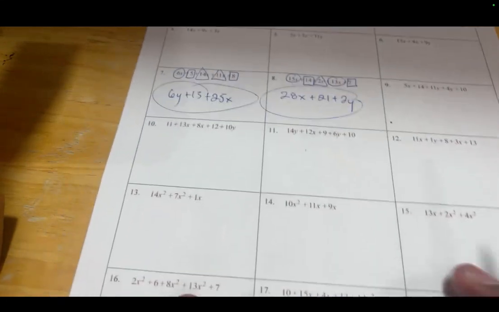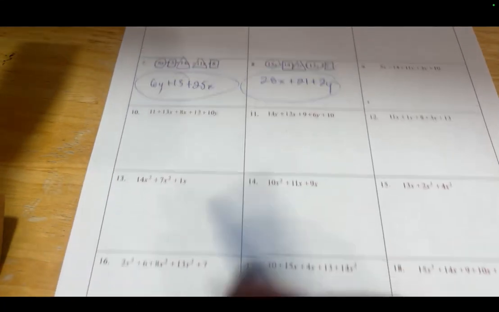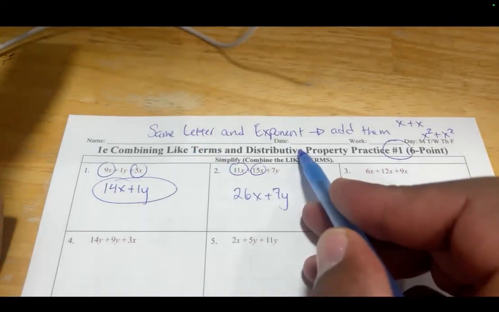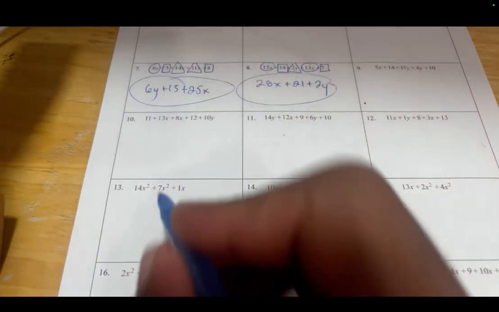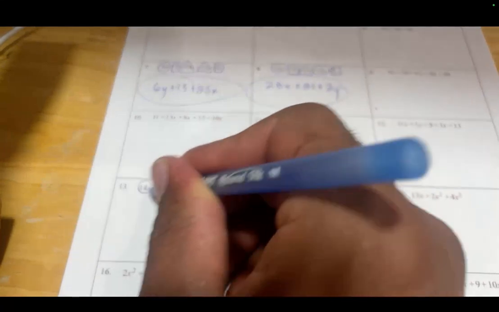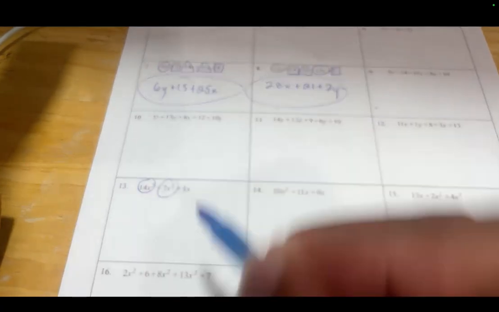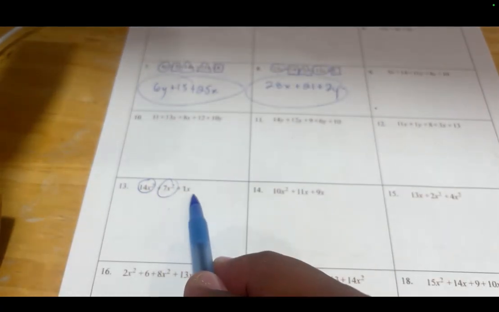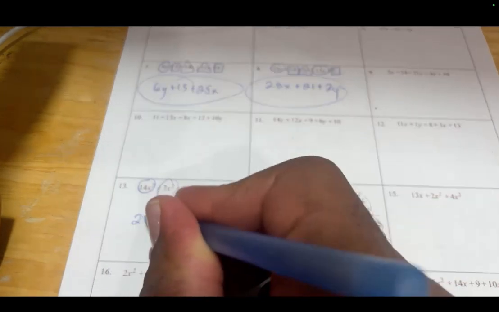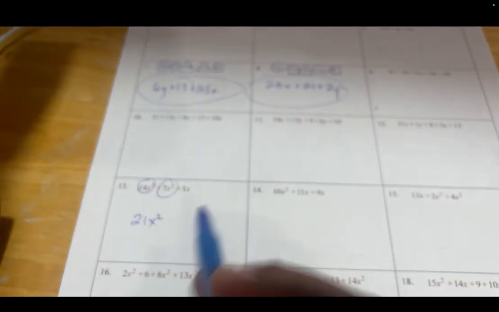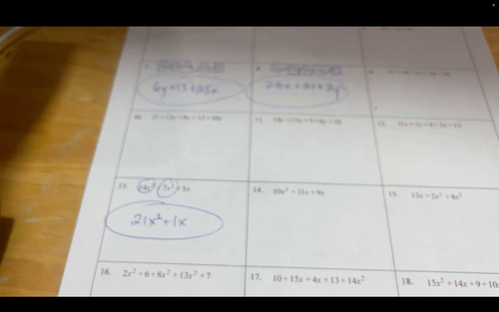Then we get down here to the bottom, and all we start doing is adding in some exponents. So remember, same letter, same exponent, that's what we add. When I get to here, first I'll start with the 14x squared, circle that, and now I'm only going to add the 7x squared, not the 1x, because it does not have the 2 as the exponent. So I only add these 2, I get 21x squared, and then I bring down that 1x. That's my final answer right there.